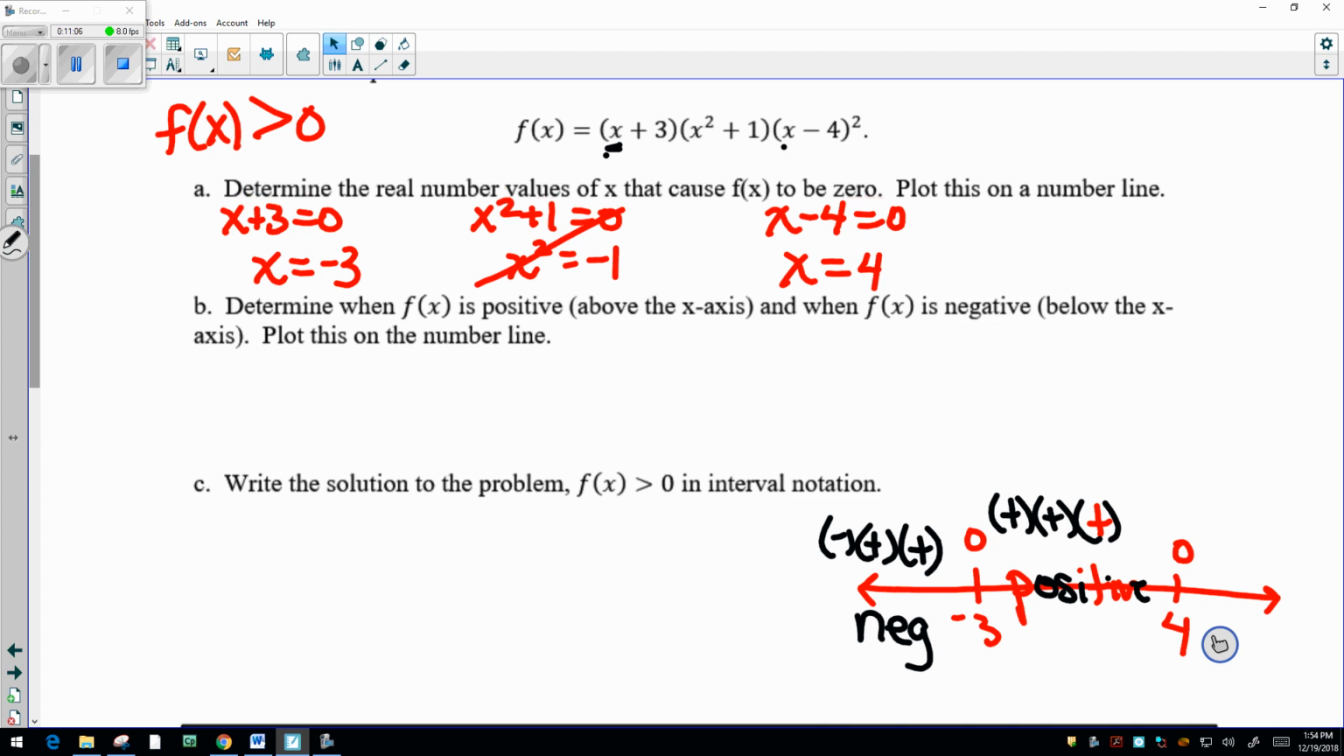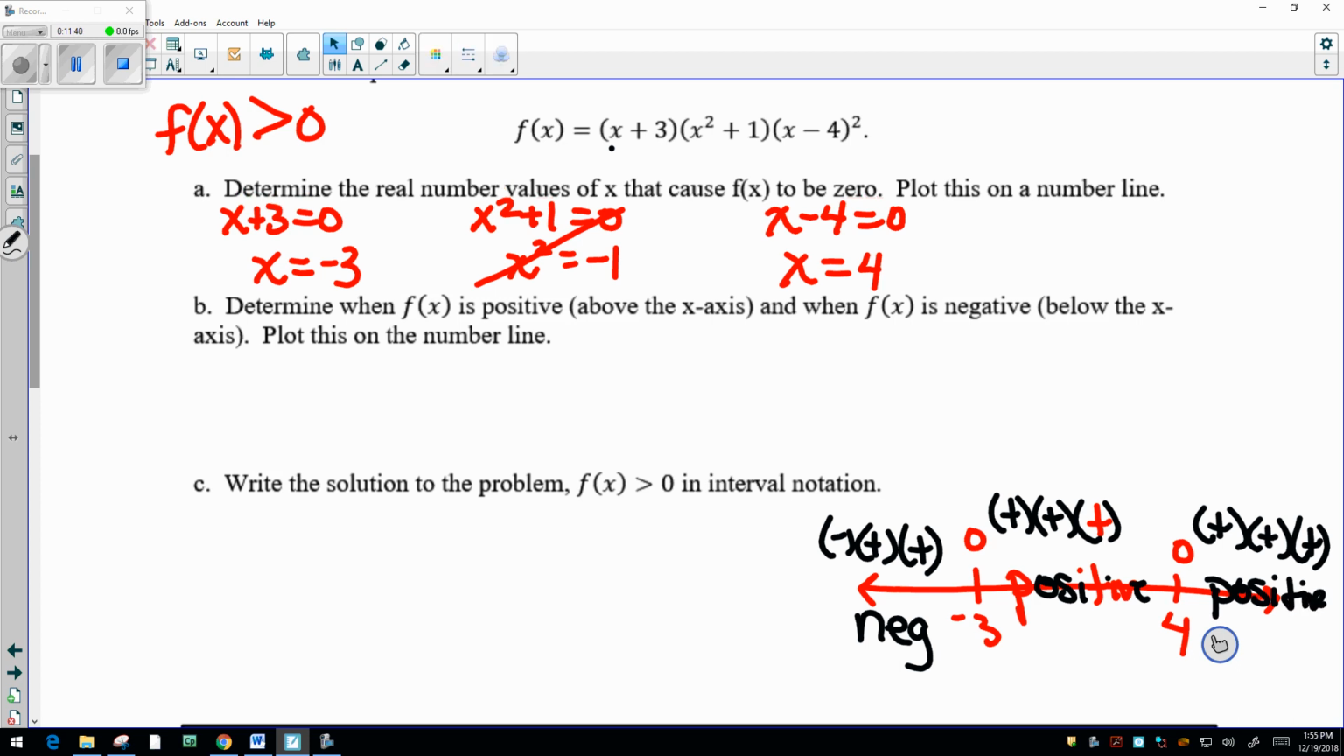And for our last section, I'm going to take something that's above 4, let's take 5, for instance, and we're going to plug it back in. So I'm thinking 5 plus 3, that gets me 8, that's a positive factor. Go to our next one, 5 squared is positive, plus 1 is still positive. Go to this factor, 5 minus 4 is 1, squared is still positive. So when I look at this, all of these values here are positive.